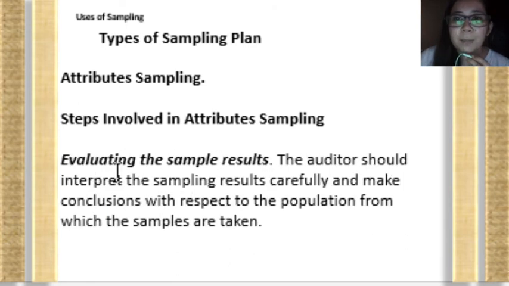Another step is evaluating the sample results. After identifying the items to be included in the sample, they will be evaluated. The auditor should interpret these results carefully and make conclusions with respect to the population from which these samples are taken, and whether these results can indeed be inferred to the whole or entire population.